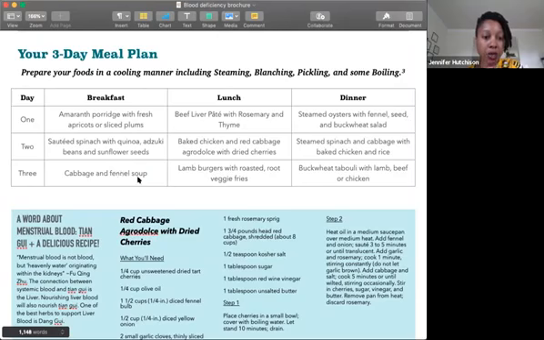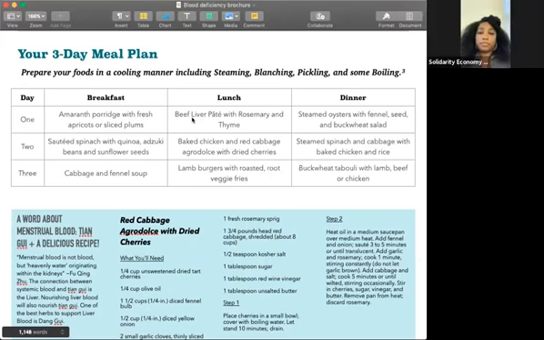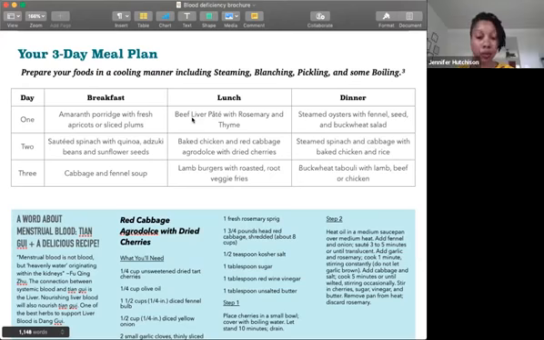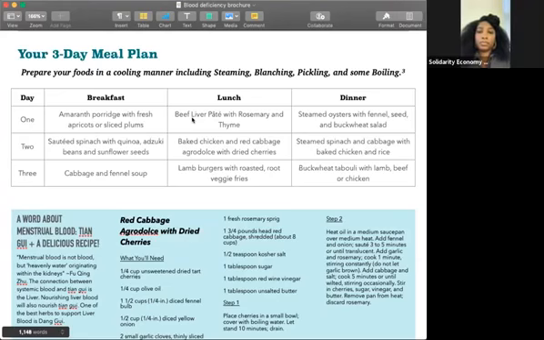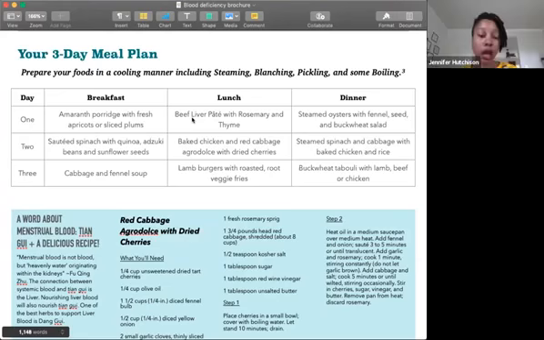Cabbage and fennel soup is good for breakfast on day 3. And then for lunch, if you're a meat eater, I know for me, I was vegan for like 9 years and just started eating some meat. In actuality, that's important for blood deficiency, because as we know, a lot of iron is in red meat. We need iron for our blood.